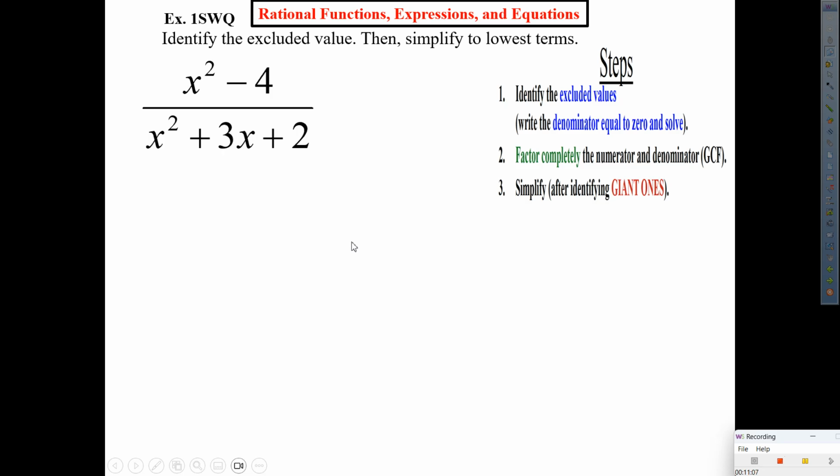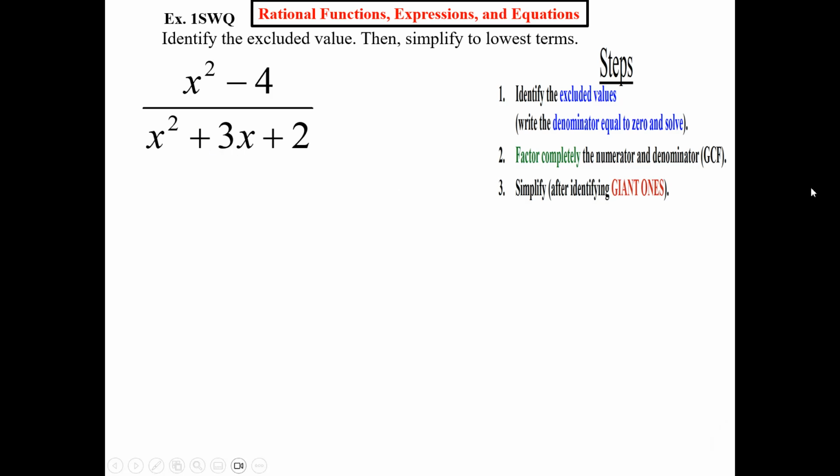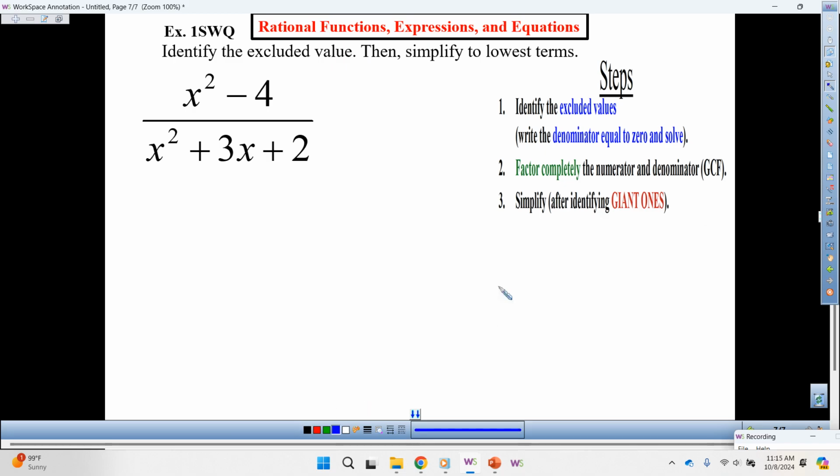Copy this one, example one, Star Wars cube. x squared minus 4 over x squared plus 3x plus 2. First thing that I want us to do is find the excluded value. Remind your neighbor what to do to get started to find our excluded value. Then Mario's going to enlighten us.